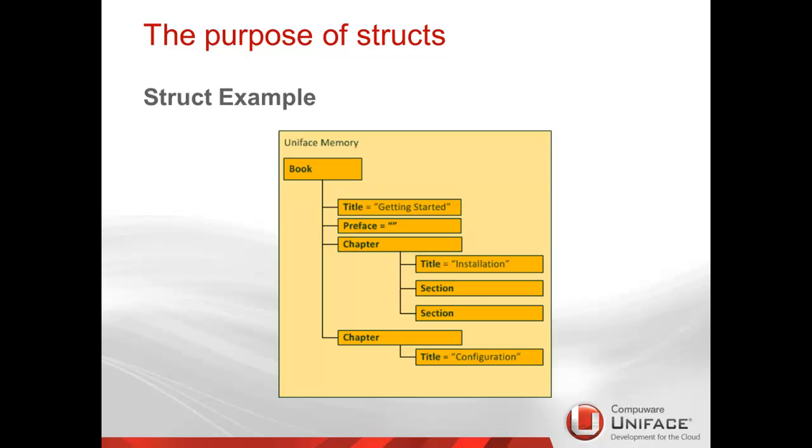And a struct can hold a mixture of both scalar members and nested struct members. For example, the book struct contains two scalar members, title and preface, and two nested structs, chapter. Members of a struct can have the same name. For example, there are multiple members called chapter and section. Thus, if a struct variable references a struct by name, it contains a collection of references to all structs with that name.